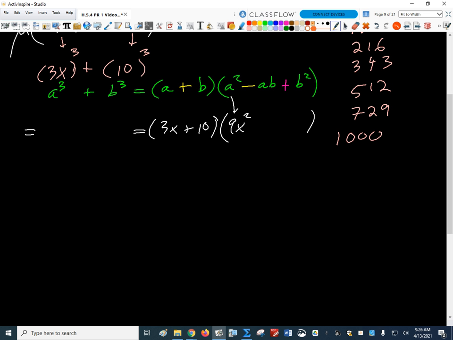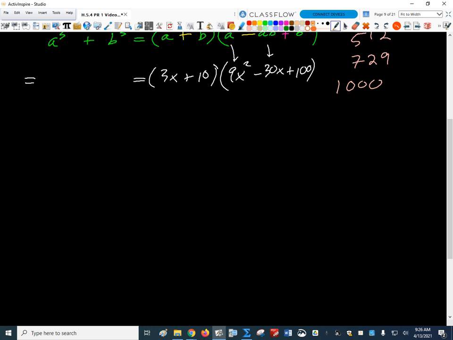So we get a 9x squared minus, what goes there? 30x, good. 3x times 10 plus 10 squared. There it is, right? We got it factored, okay? So now we can apply the zero product property, right? So we got 3x plus 10 times 9x squared minus 30x plus 100 equals 0.